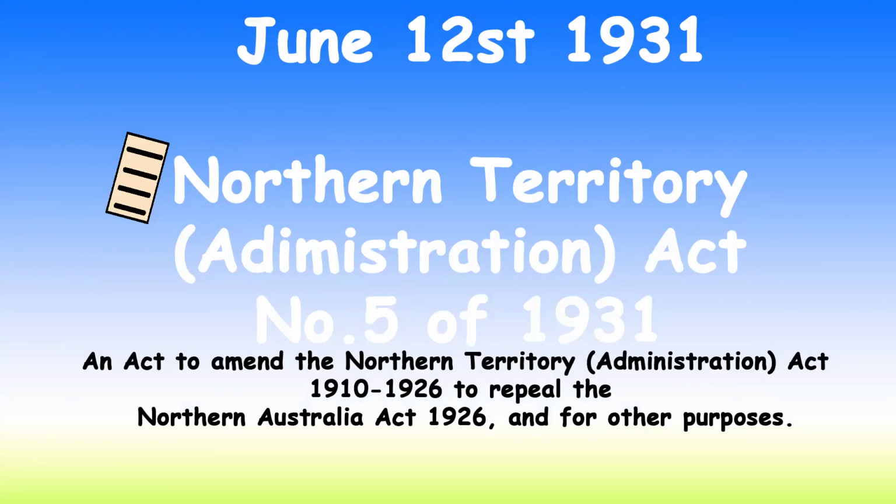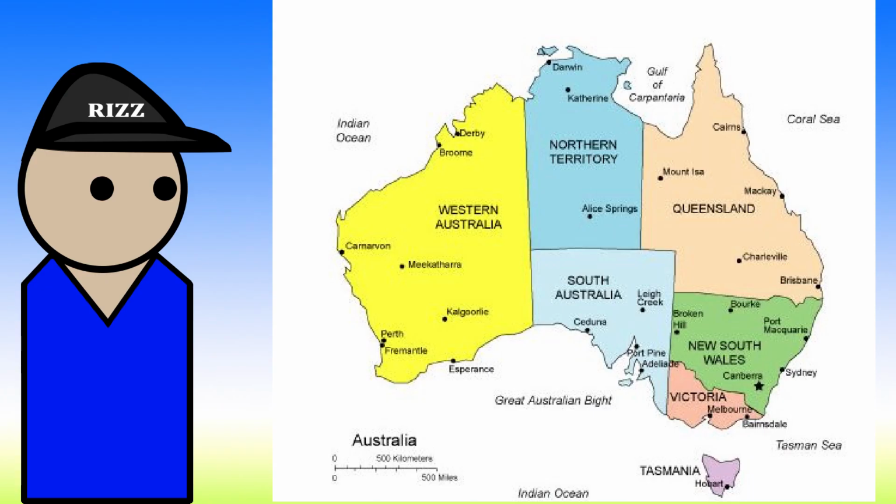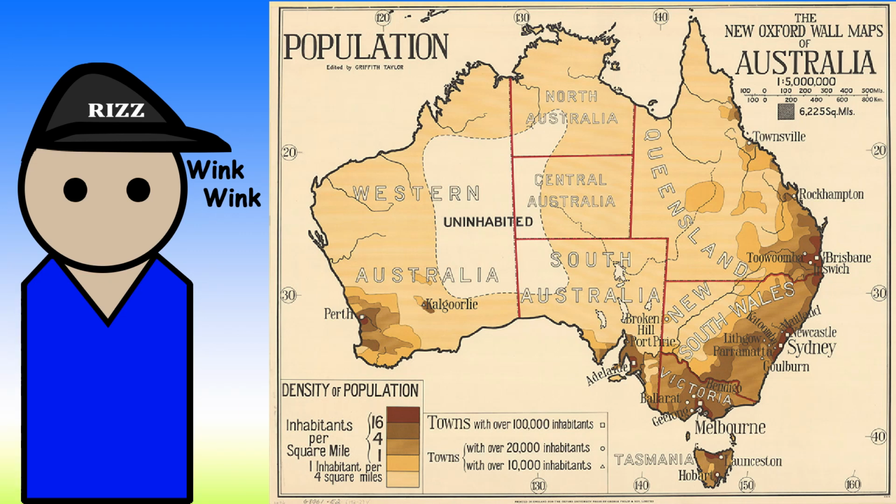So, on the 12th of June 1931, the Northern Territory Administration Act of 1931 was passed, which states from the document, "an Act to amend the Northern Territory Administration Act 1910 to 1926, to repeal the Northern Australia Act 1926 and for other purposes." The two territories were reunited as the Northern Territory once again. You know, this makes me wonder, what if the two territories were still split?